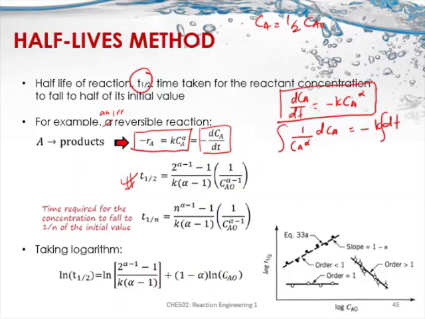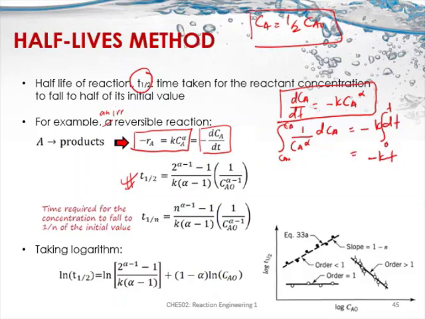So the integration is from where to where? We may start first with Ca naught to Ca. But later we are going to have Ca equal to half of Ca naught, at the end of the steps. And time from 0 to t. For the right hand side, it is straightforward. You get negative kt.